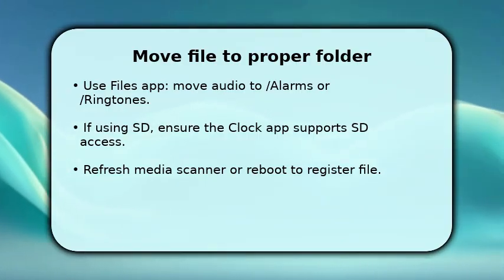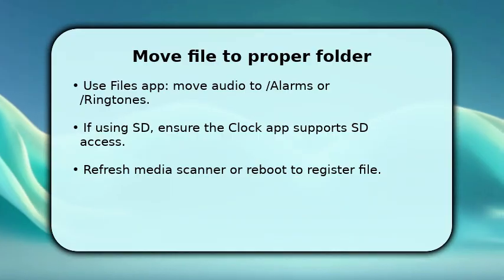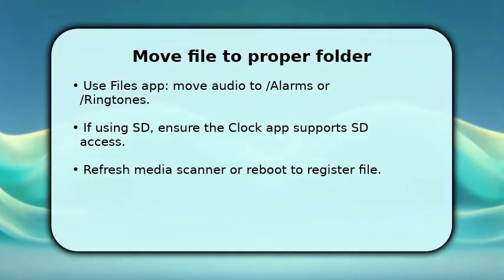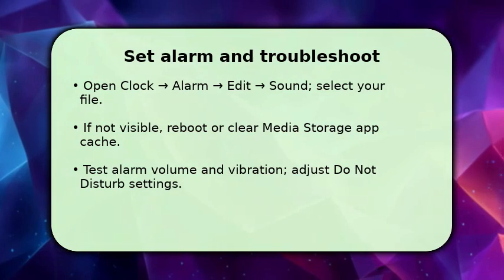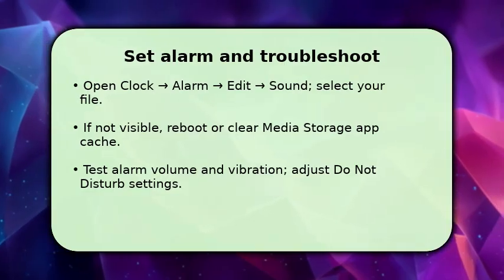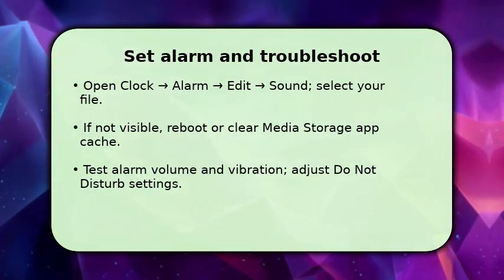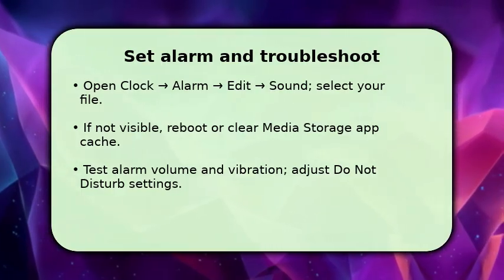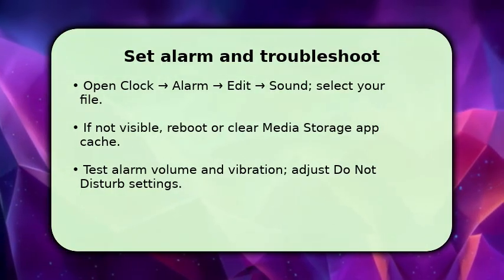After moving the file, refresh the media database or reboot the phone so the new sound appears in the clock app's list of choices. Finally, open Clock, edit or create an alarm, and tap Sound or Ringtone to pick your custom file from the alarms list. Select it and save the alarm. Test immediately by setting a 1-minute alarm so you verify volume and behavior.